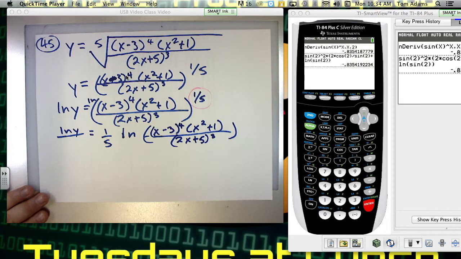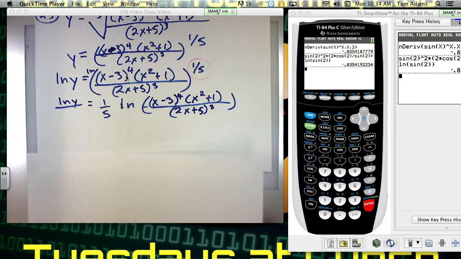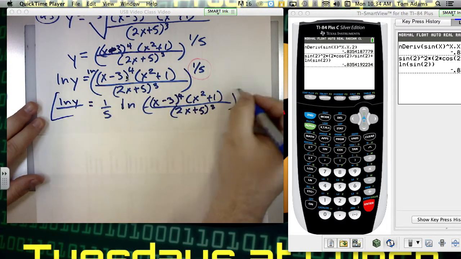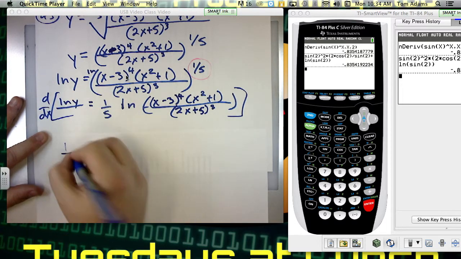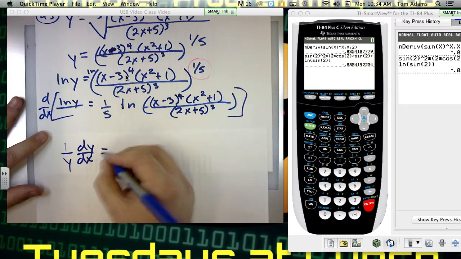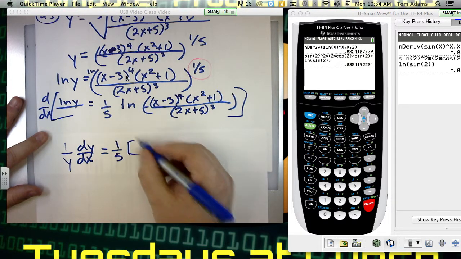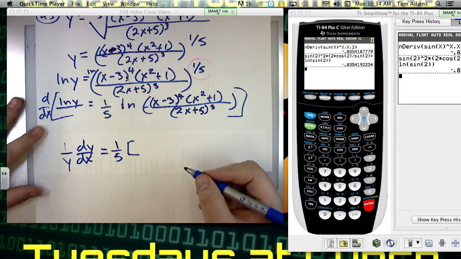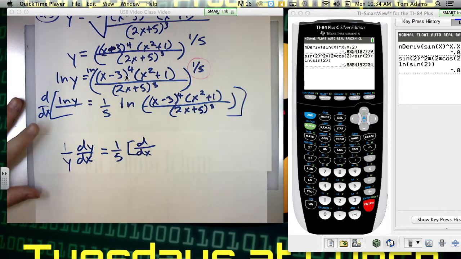Okay? And you might say to yourself, well, Mr. Adams, I don't see how this is any easier. Well, it actually is, but it's not super duper easy. So I'm going to take this whole thing and take the derivative with respect to x. On this end, I get 1 over y dy/dx, because that's what the derivative of that is. 1/5 is a constant multiplier, so we'll leave that to the front, and then we're going to take the derivative of the natural log of all this stuff on the inside.